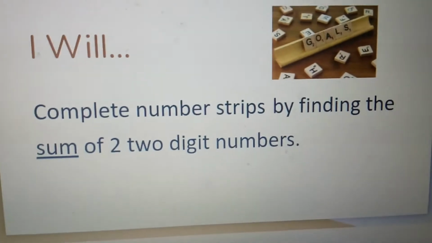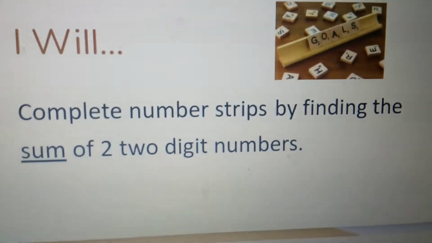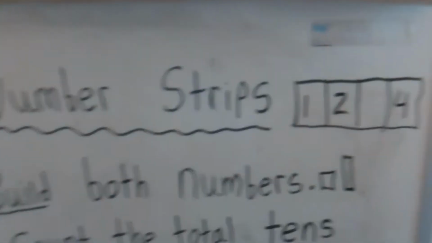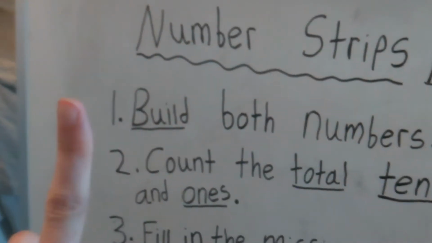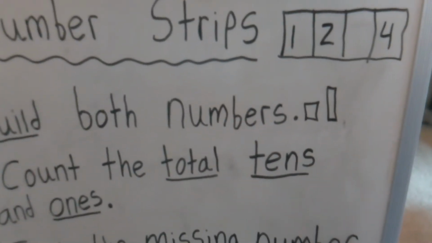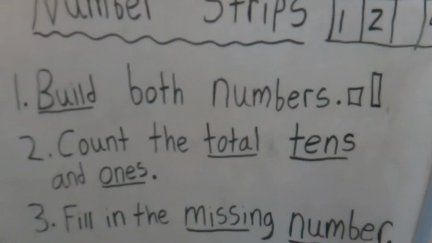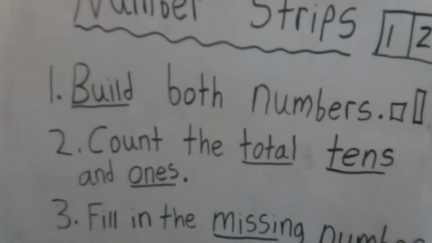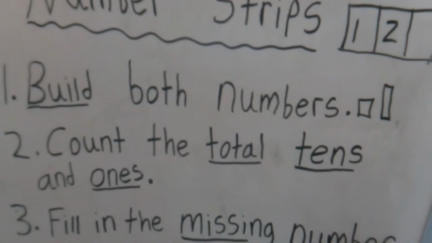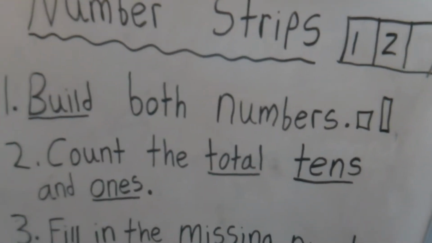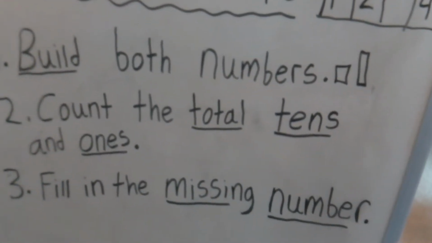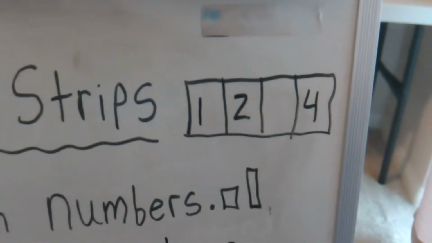And how we are going to do this is we are going to complete 3 steps. So our number strip steps are right here. The first thing I need to do is build both numbers like we're used to using, our 10 sticks and our ones units. Step 2, just like we did last week, we still need to count the total tens and ones to make sure we have the right number. And finally, step 3, we need to fill in the missing number when given a number strip.